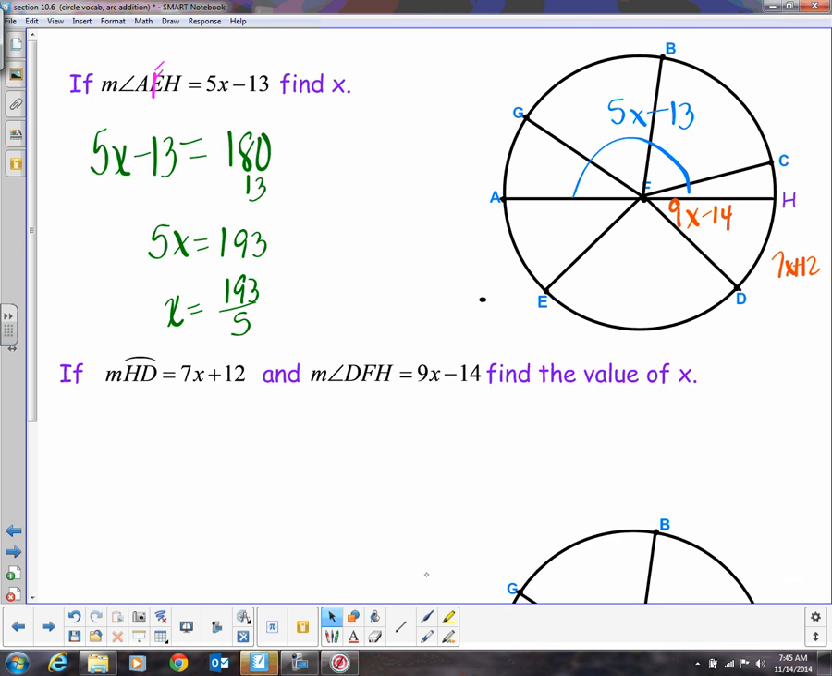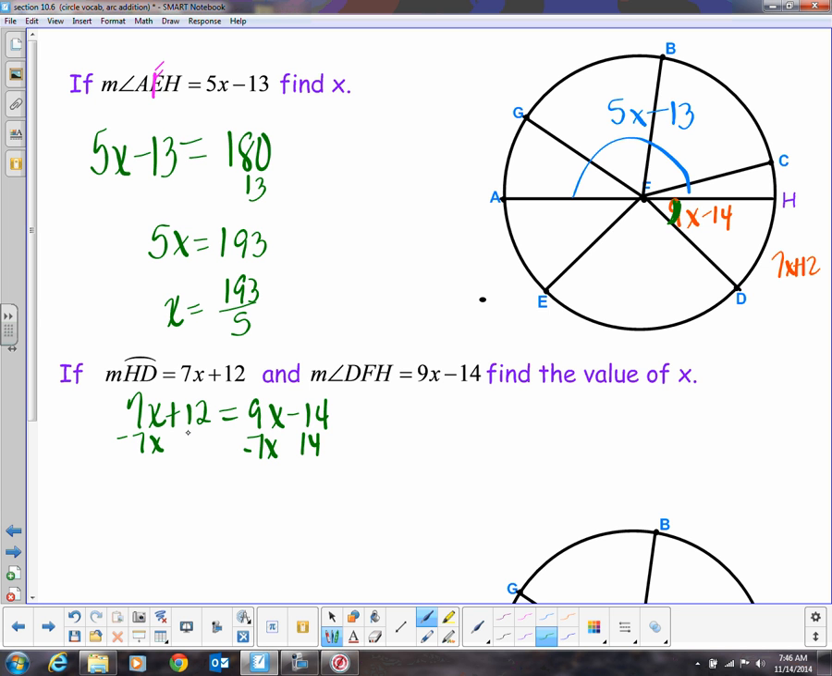What do we have, Jenna, for this equation? The measure of a central angle, which is what we have, is equal to the measure of the arc. So we're going to subtract 7x. We're going to add 14. So we're going to get 26 is equal to 2x, so x is equal to 2.